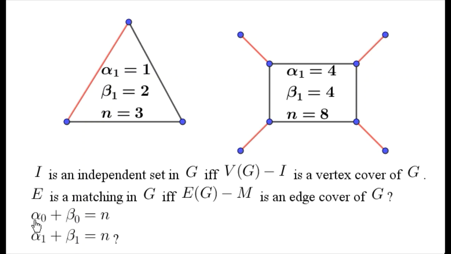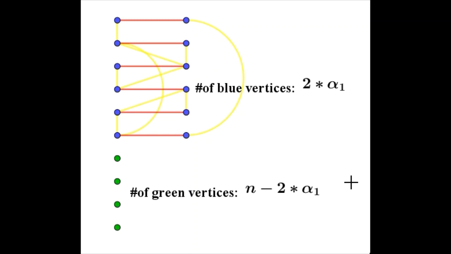Now the second question is, we've already established this particular result, alpha 0 plus beta 0 is equal to n, and now we want to know whether this particular statement is true or false: alpha 1 plus beta 1 is equal to n. For this particular example it's true, for this example also it's true, but in general we need to see. Now we will derive the value of beta 1 in terms of alpha 1.